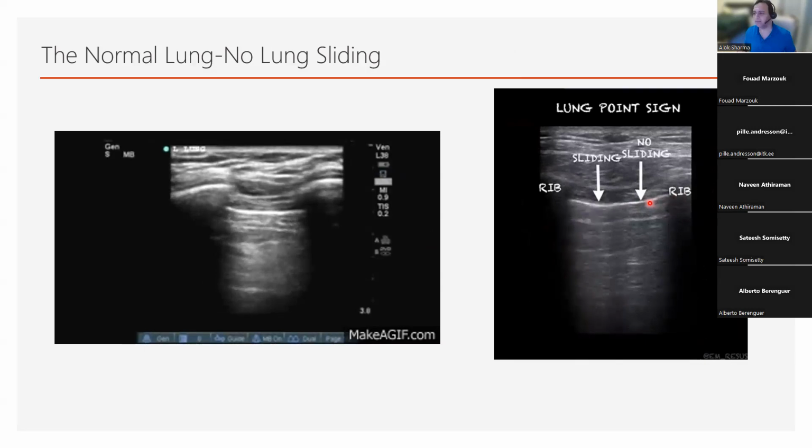Now, folks, I want you to come up with the causes of absent lung sliding. You can clearly see there's no lung sliding on the right over here. So everybody, what are the causes of absent lung sliding? Pneumothorax. Excellent.